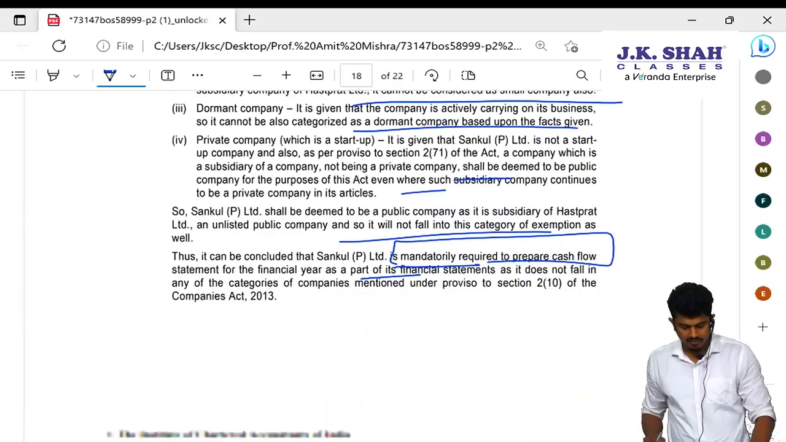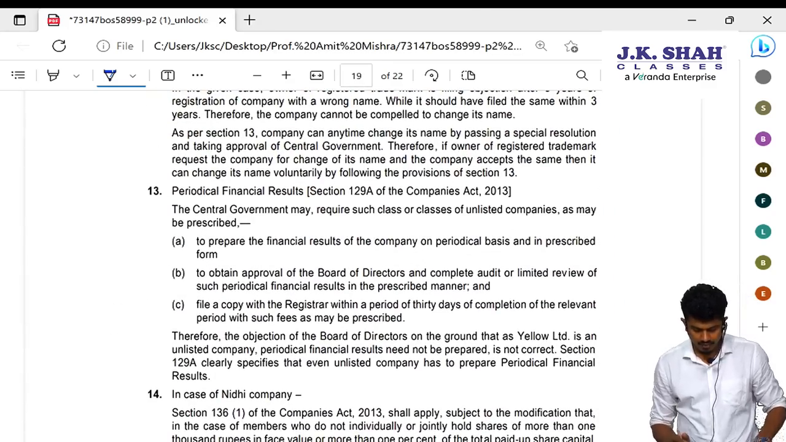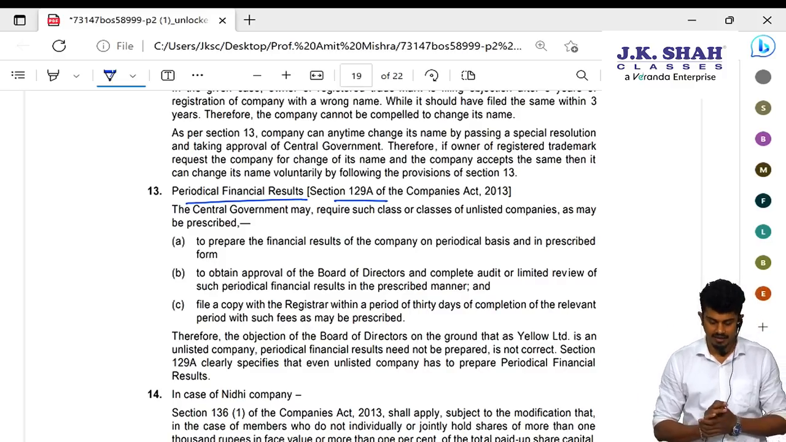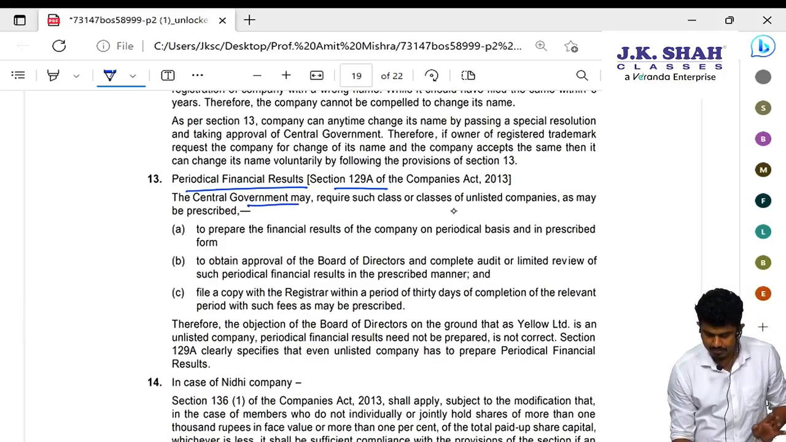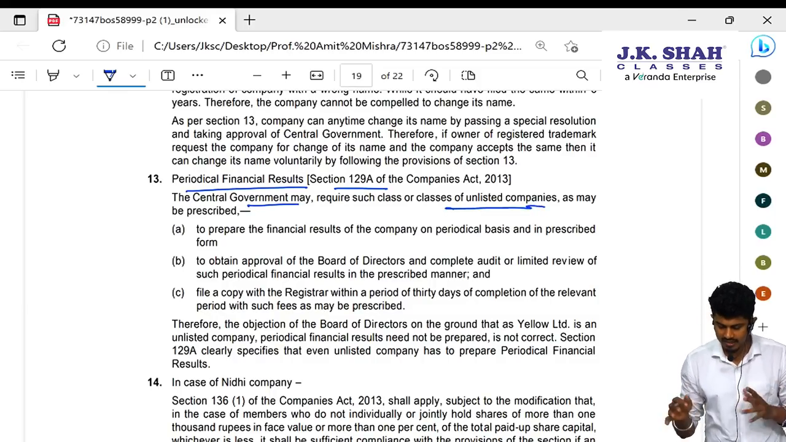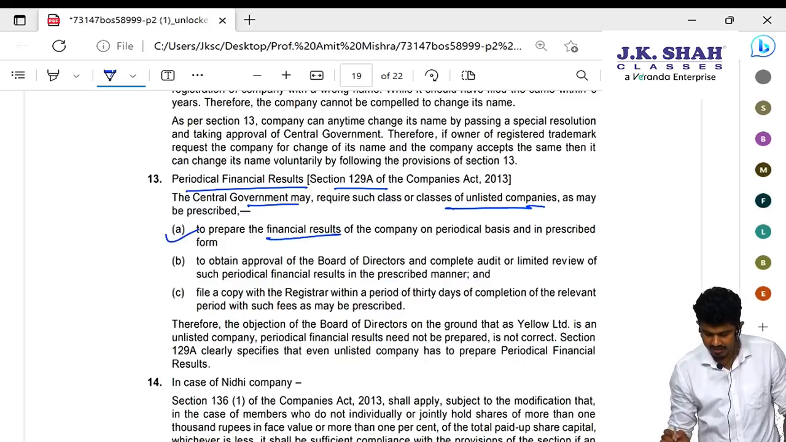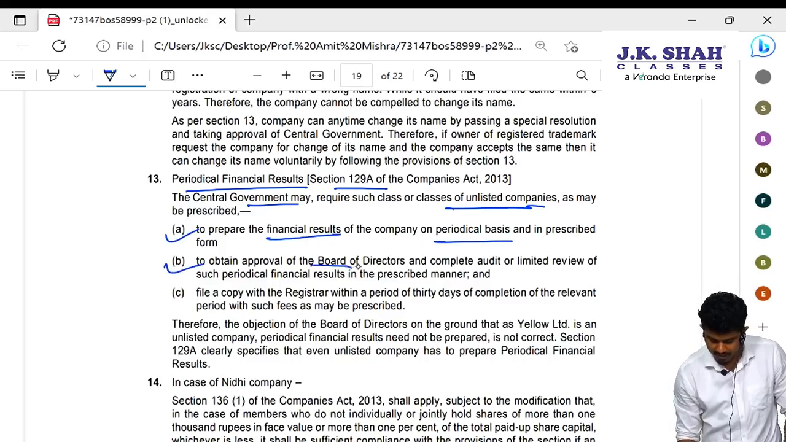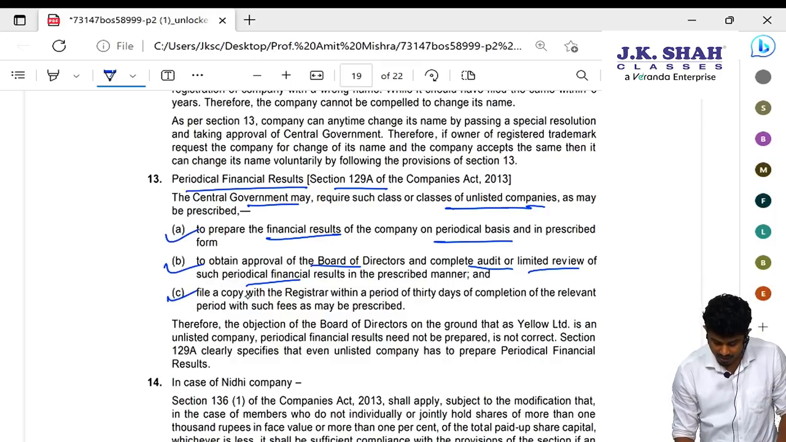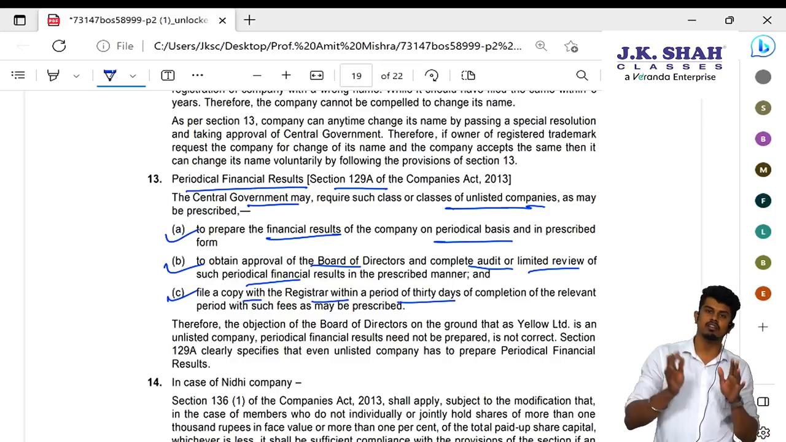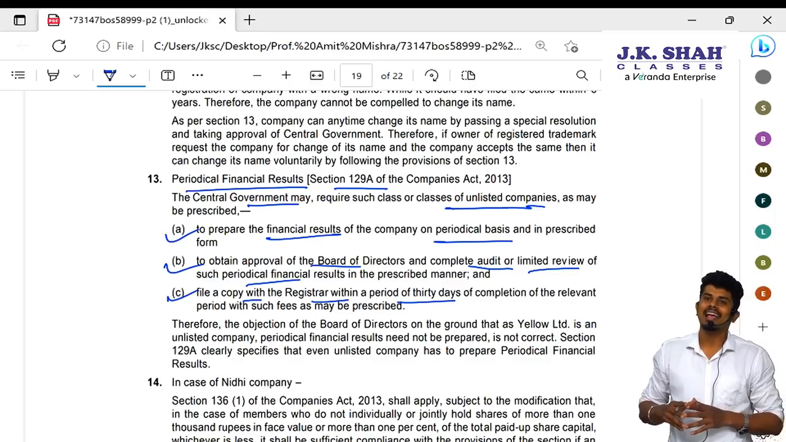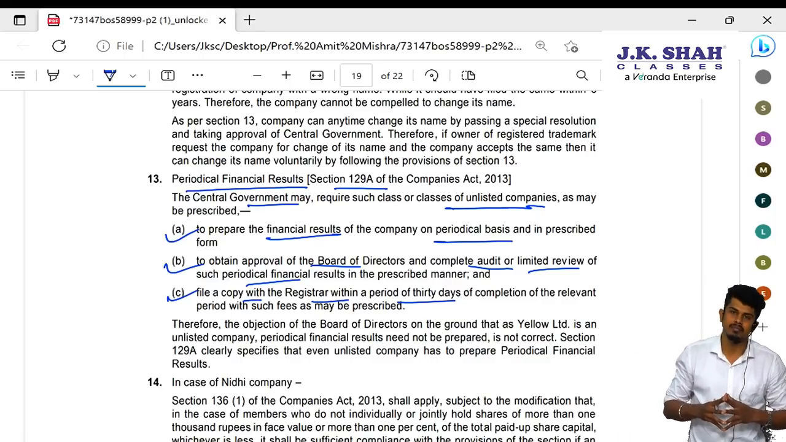See, very, very simple. Periodical financial statement was a new section inserted in the Companies Act, 129A. It says that the central government has power that they can prescribe for unlisted company that they have to prepare financial result on periodical basis to obtain approval of BOD and complete audit or limited review of such periodical financial results and file a copy with the registrar within a period of 30 days of the completion of the relevant periodical function. Now what does a listed company do? Listed company, in every quarter they prepare financial statement.